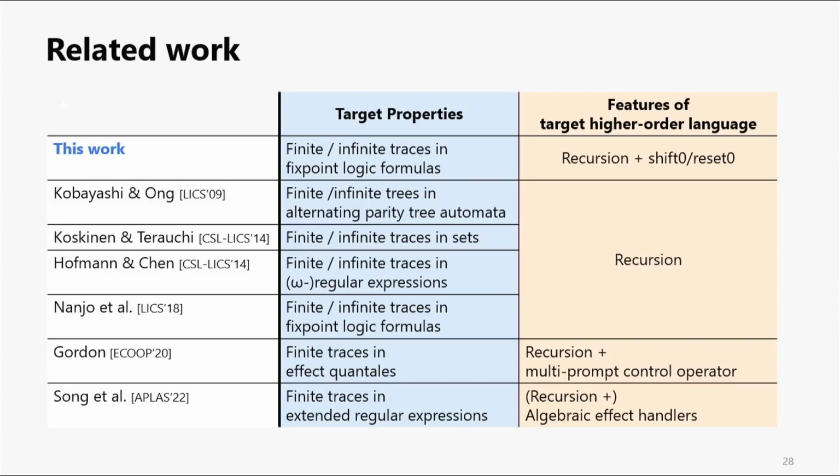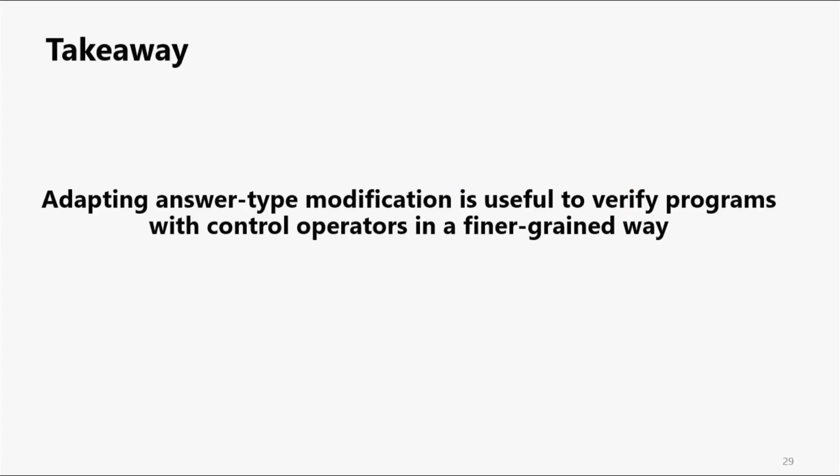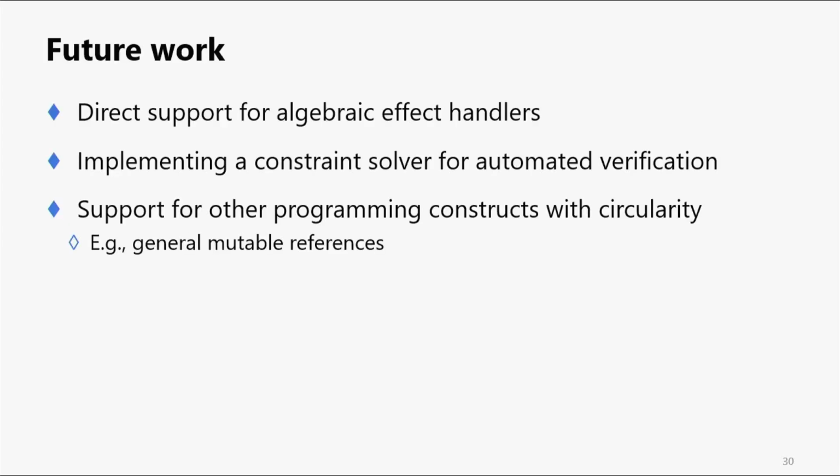And there are several related works. The point is that we are the first work that supports reasoning about finite and infinite traces for programs with delimited continuations. Okay, and the key message is that answer type modification is very useful, not only for reasoning about values but also for reasoning about effects. Yeah, that's all. Thanks.